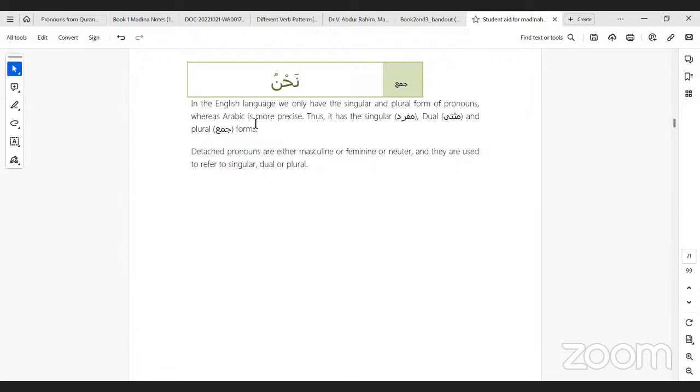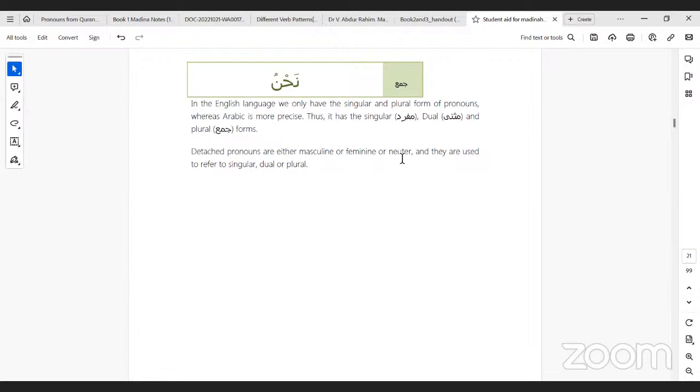Detached pronouns are either masculine or feminine or neutral, I think. Or what does it mean? Masculine or feminine or dash, and they are used to refer to singular, dual, or plural. Yeah, so there's a mistake there. Detached pronouns are either masculine or feminine. I don't know what neuter, neutral means. I didn't get it.